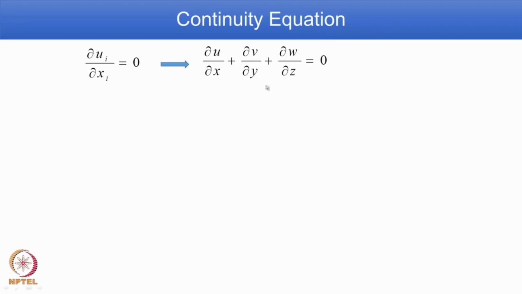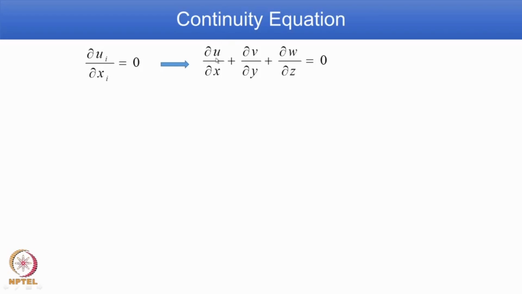Now, the same continuity equation in the form of index notation is written here: dou u_i by dou x_i equal to 0. I mentioned if the subscript is repeating in a particular term, it is summation, and in this term i is repeating, one in the numerator, one in the denominator. As I mentioned, i takes values 1, 2, 3 and each term is obtained, then they are summed up, and that is what you get here.